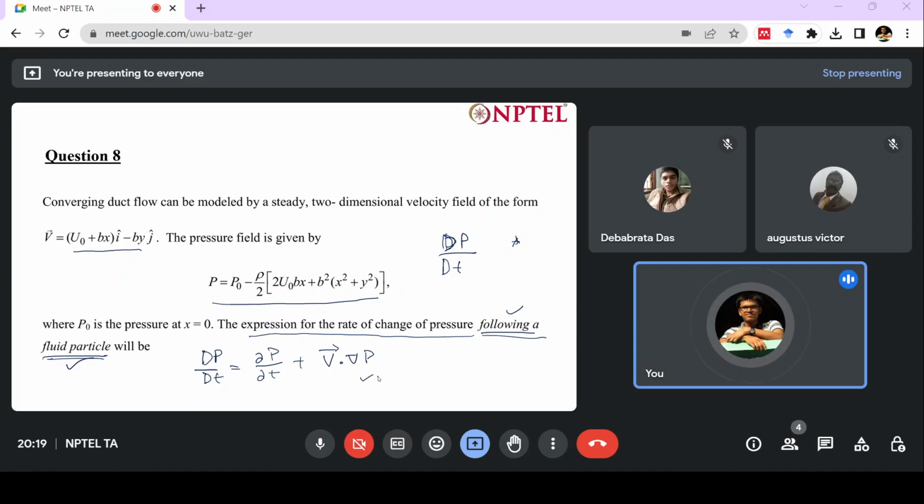What is the first term? The first term is zero, right? Del P del t is zero because there is no explicit dependence on time here. So the only thing contributing to the pressure change is that the particle is moving. Otherwise, at a particular point there is no change in pressure with time. So the rate of change of pressure at a point fixed in space is zero here. But you will still find a rate of change of pressure if you follow a fluid particle, and that you will get from this convective term.